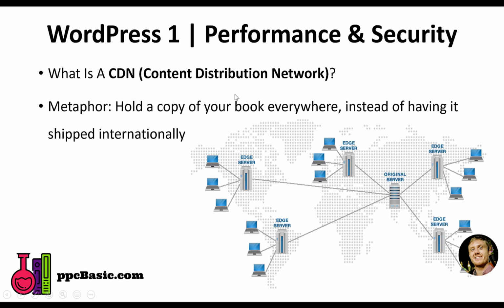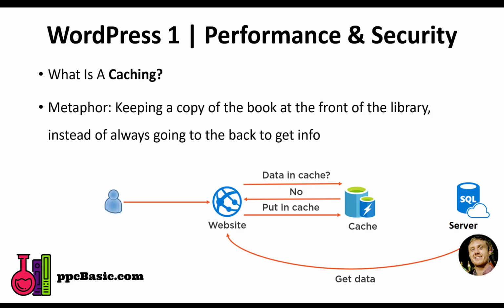Next up, what is a content distribution network? This is something we will implement with JetPack. As a metaphor, it simply involves holding a copy of your book everywhere instead of shipping it internationally. So instead of just having it somewhere in the US or somewhere in Asia, you'll essentially have a copy of it in multiple continents and in multiple countries so that users can open it as quickly as possible.